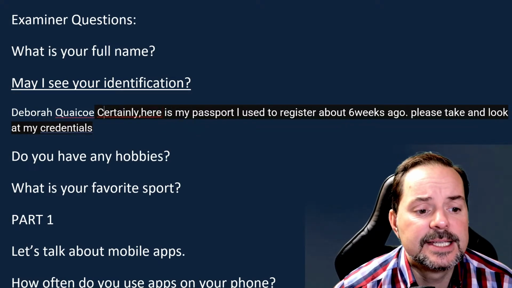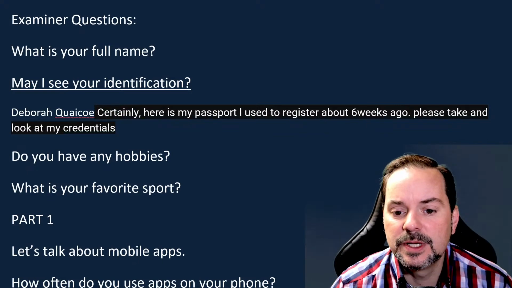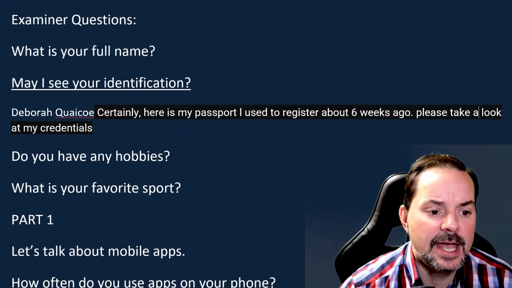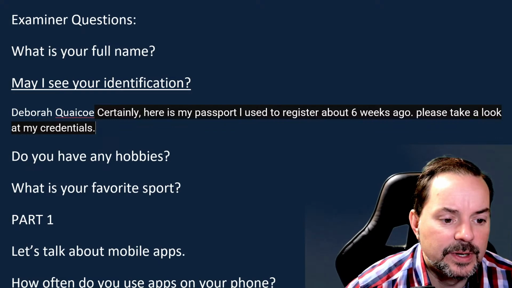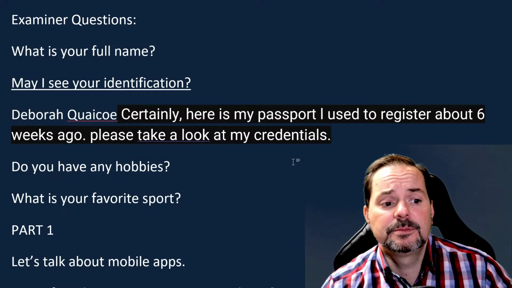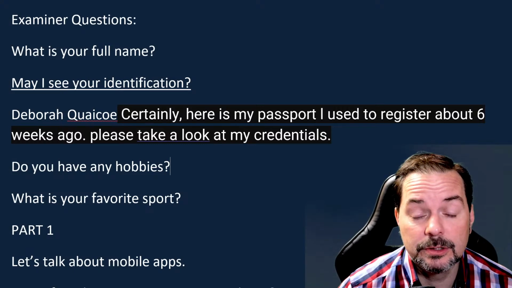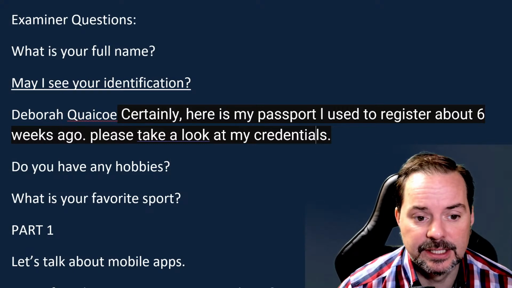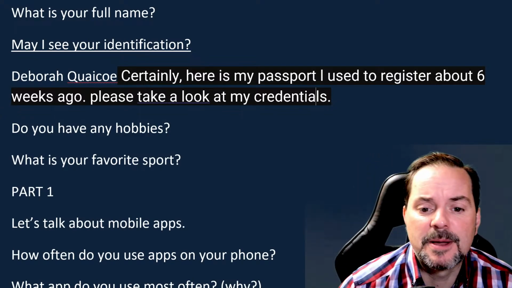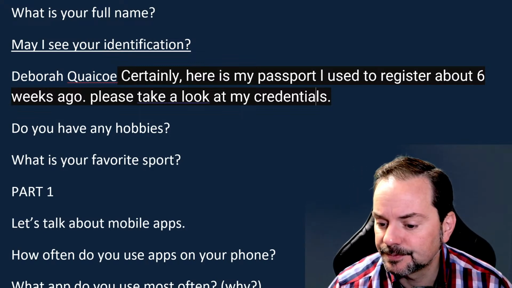Okay, so Deborah says, certainly, here is my passport I used to register about 6 weeks ago. Please take a look at my credentials. Good. That's a nice natural way. A little bit of correction. Okay. So again, repeat after me. May I see your identification? Did you repeat the question? Repeat questions. It's very important when you're practicing. The response from Deborah, certainly. Here's my passport I used to register about 6 weeks ago. Please take a look at my credentials.